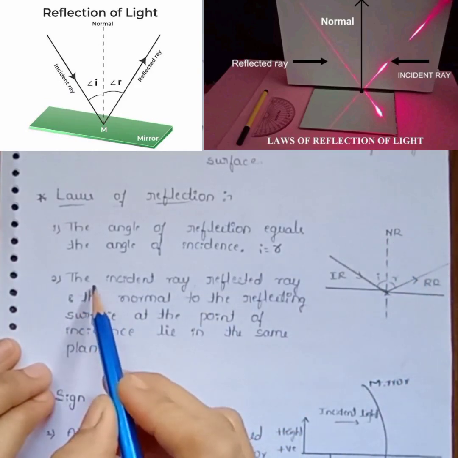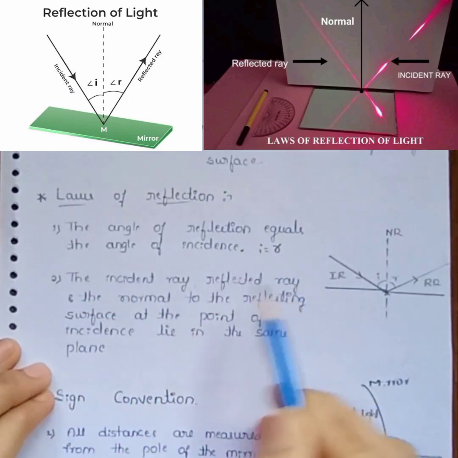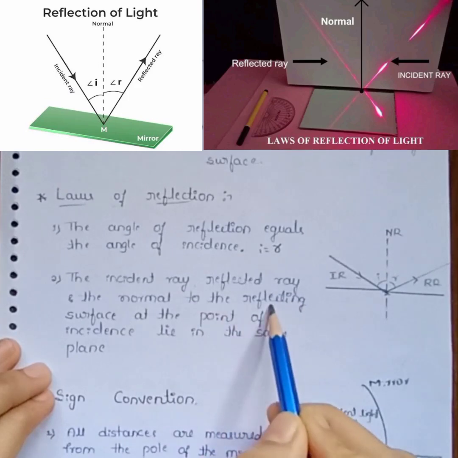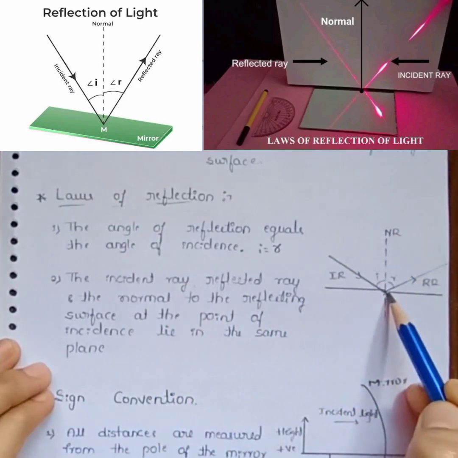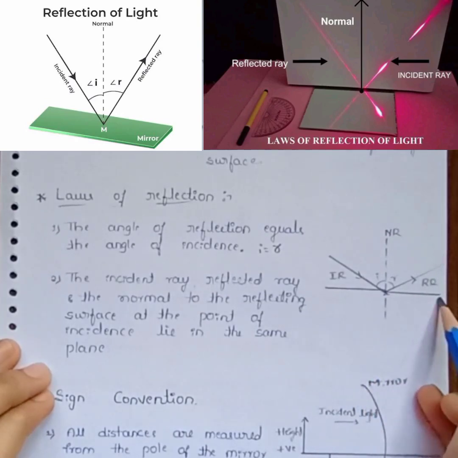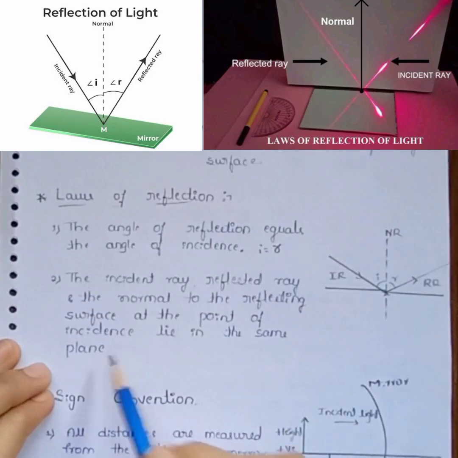Second law of reflection: the incident ray, the reflected ray and the normal to the reflecting surface at the point of incidence lie in the same plane.